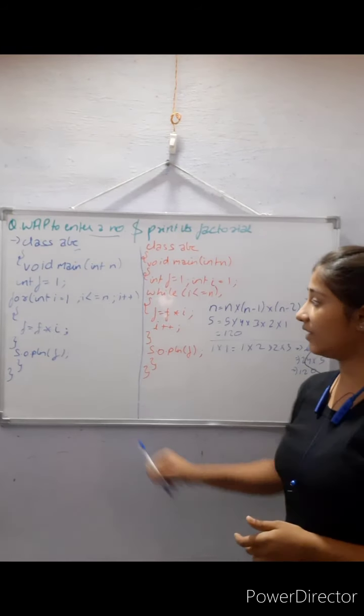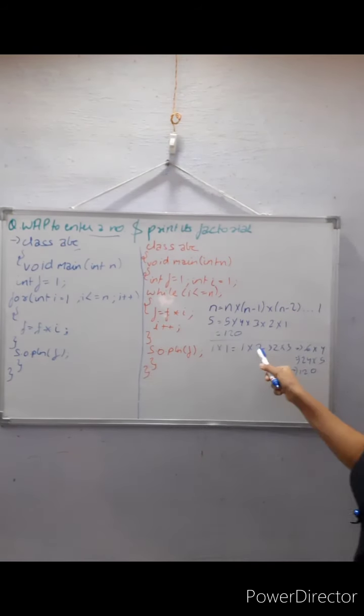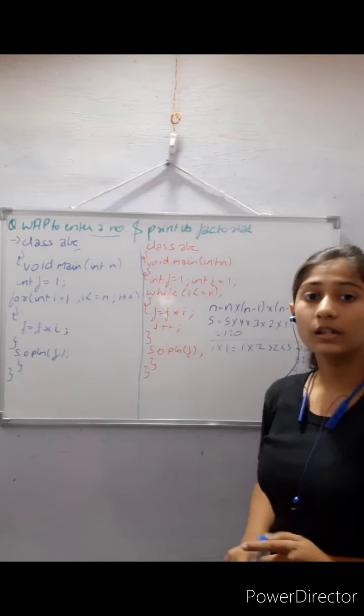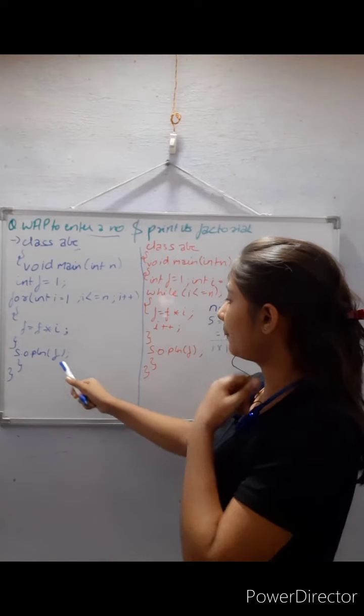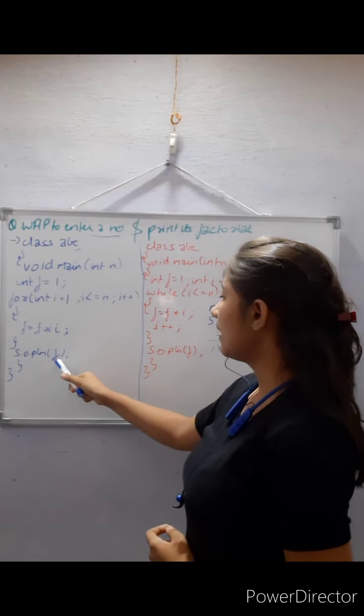So thus we can see, if we are going to do this, then we will get the same result as over here. So the program is based on this only. So now printing the factorial SOPLN F.